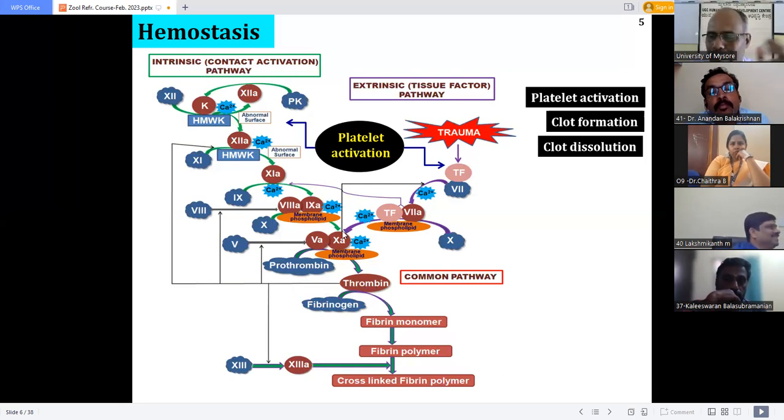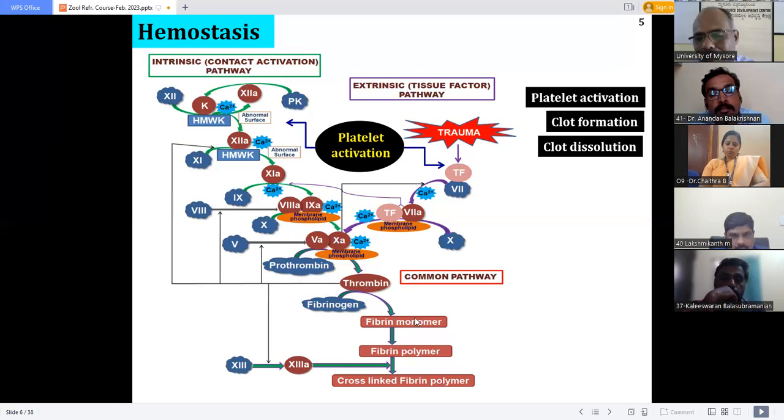So activated platelets contribute membrane phospholipids. So we have the tenase complex. From this point onwards, we have the common pathway. In this case, finally, the prothrombin is converted into thrombin. Thrombin cleaves its substrate fibrinogen and converts fibrinogen into fibrin.